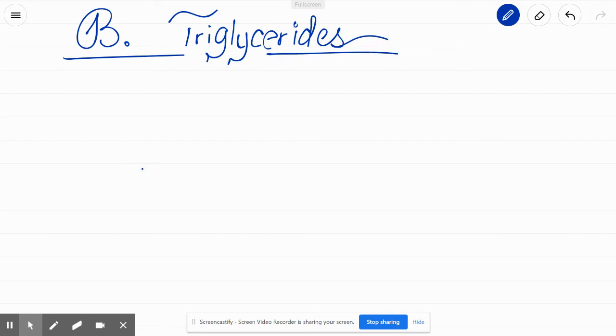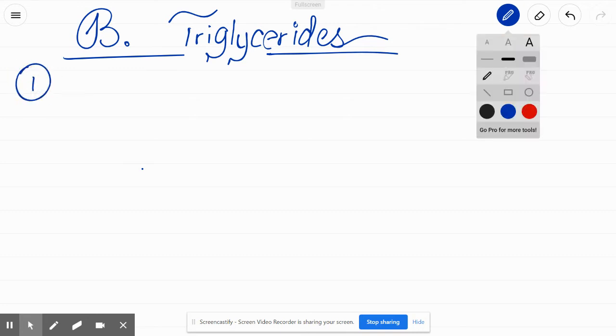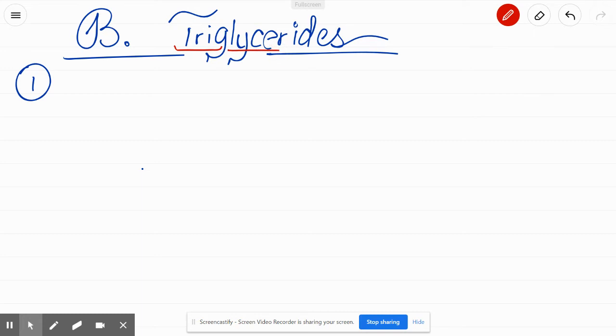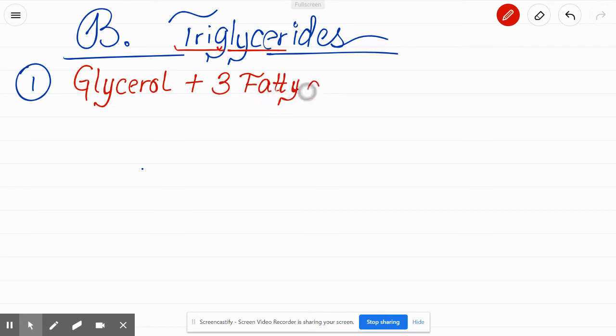All right, so triglycerides are basically formed by, first let us highlight tri and glycerol here. Hence, when we combine glycerol and three fatty acids, as a result of this chemical reaction, we end up getting triglycerides and three water molecules. Hence, this is a dehydration synthesis.